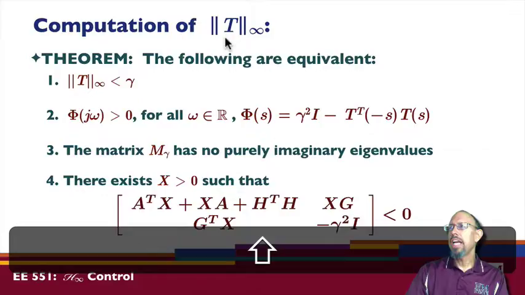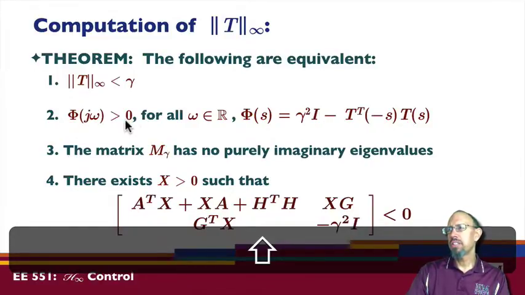In terms of being able to compute the H-infinity norm of a transfer function T, we have the following equivalent relationships. The infinity norm is less than some number gamma. Phi, notice this phi is not the state transition matrix, is given by this quantity here. Phi of S is given by gamma squared I minus T transpose of minus S times T of S. Notice that this quantity is like the magnitude squared of the transfer function. So gamma squared I minus the magnitude squared is saying that the magnitude squared of the transfer function is less than gamma squared.